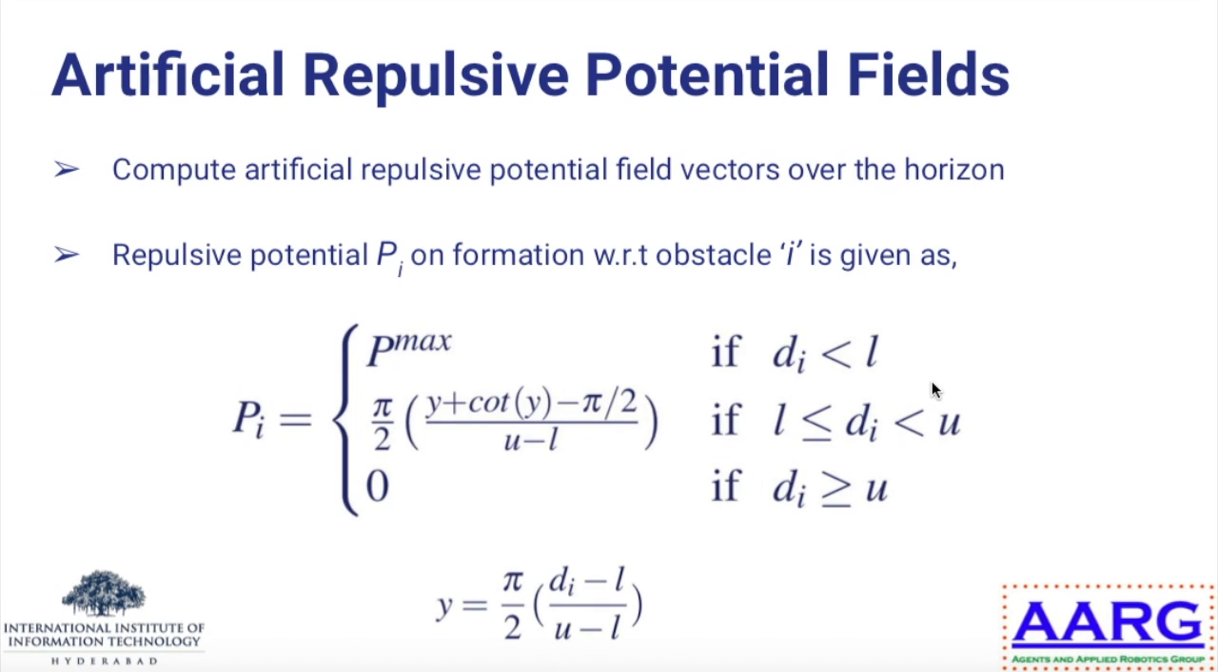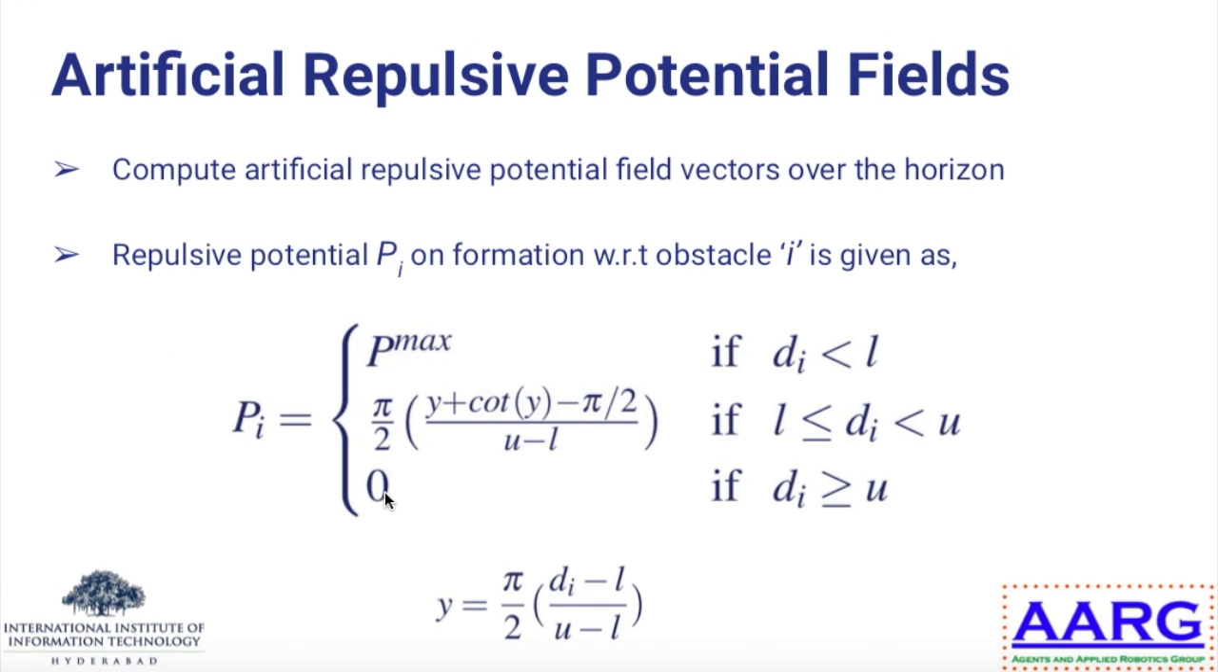So the magnitude of the potential field increases hyperbolically with a decrease in distance. If the distance between the formations is less than a lower bound L, then a maximum potential field P max acts on the formation. And if the distance is greater than an upper bound U, then there is no influence of potential field on the formation.